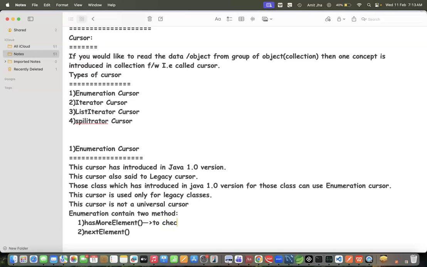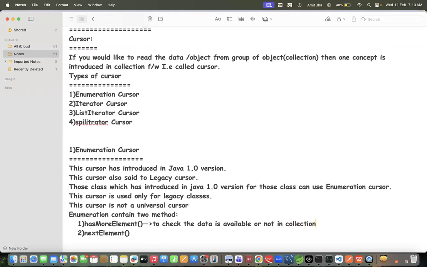See how I'm explaining. If you concentrate, you will get too much confidence. So to check whether data is available or not in the collection. Yes or no? Then I will show everything in the code. I focus more on code, not theory, but if I write this thing, you will understand very well. In future also, you can open this note and understand.